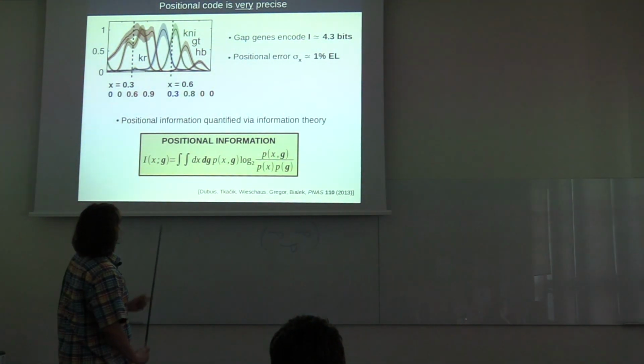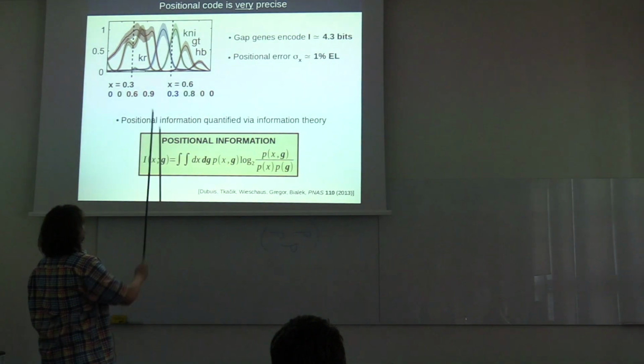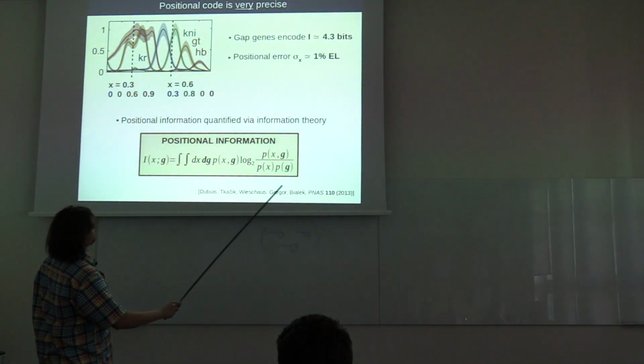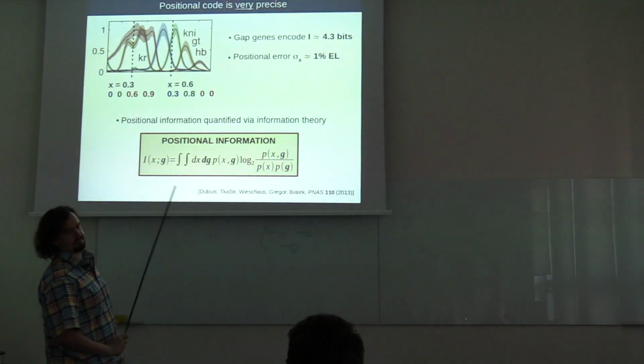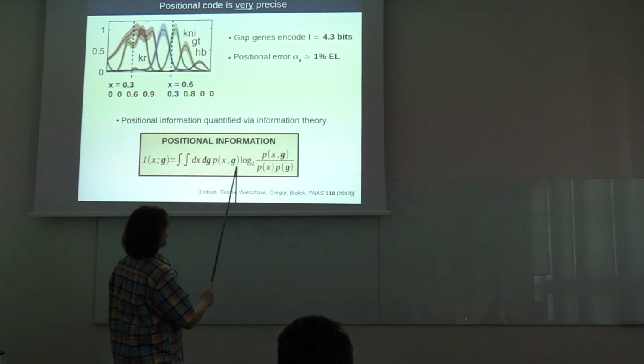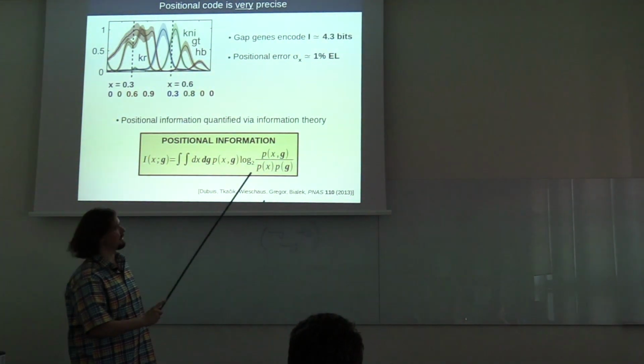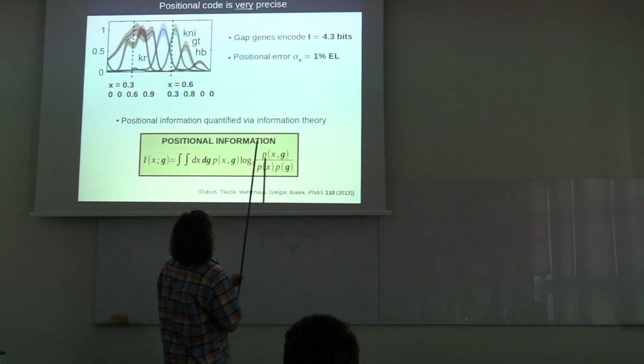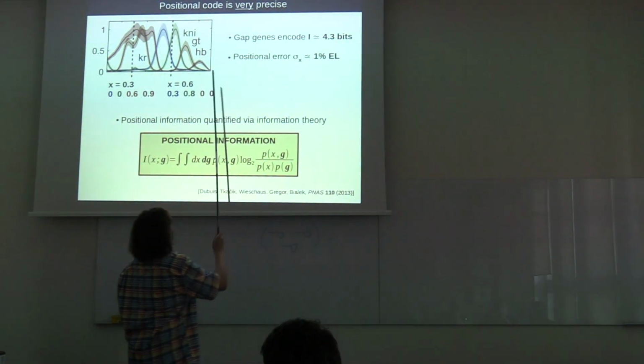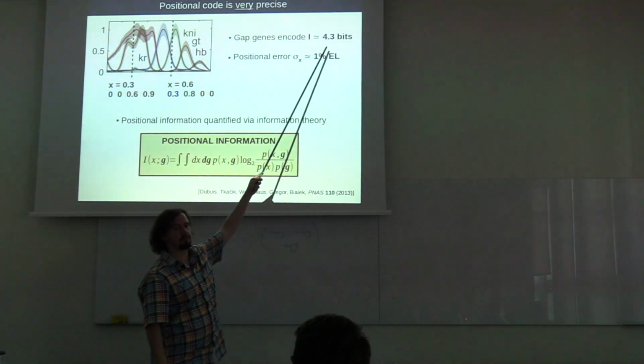So when you do this, you can, from this data, compute this joint distribution, integrate over it, and you get a number in bits when this is the log 2. You can also take a different log here, then it's not bits, but when you take log 2, it's bits. And it turns out that this pattern then encodes about 4.3 bits.